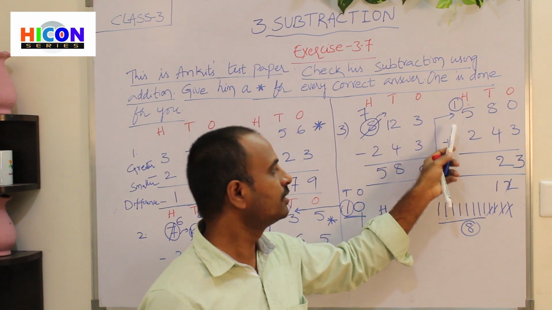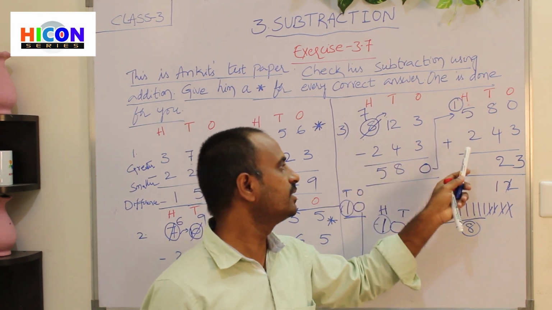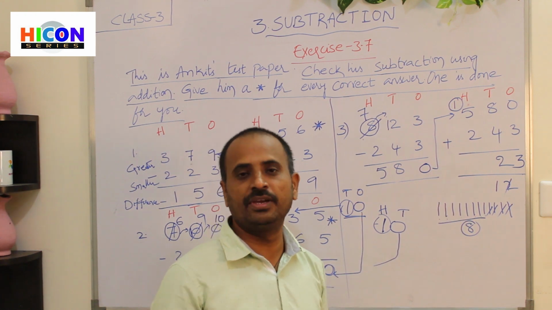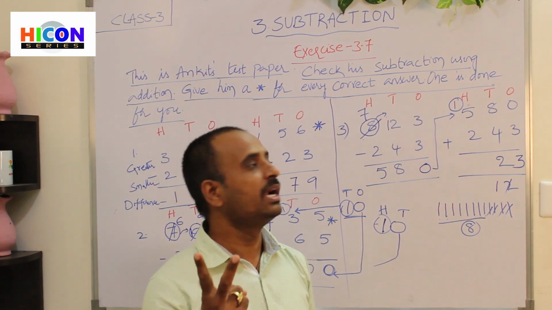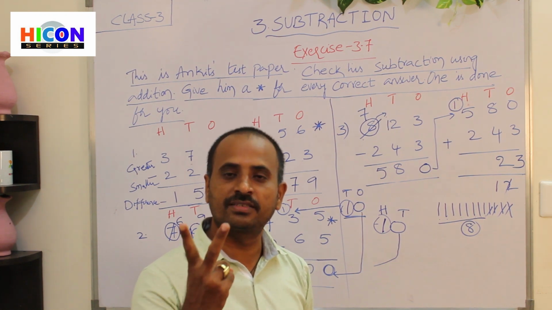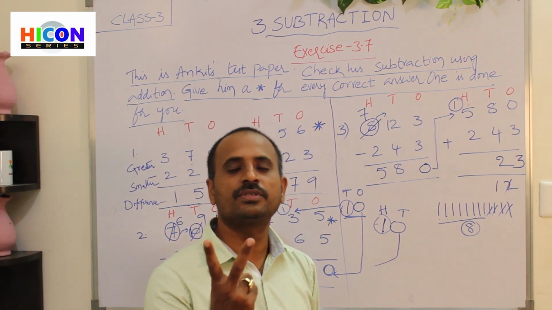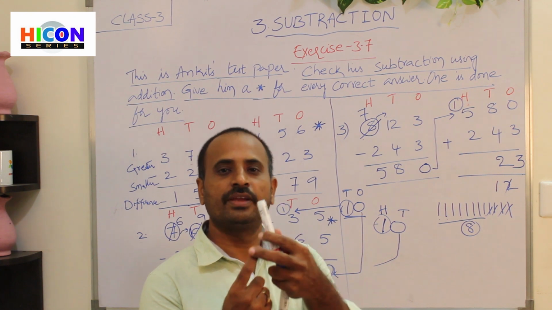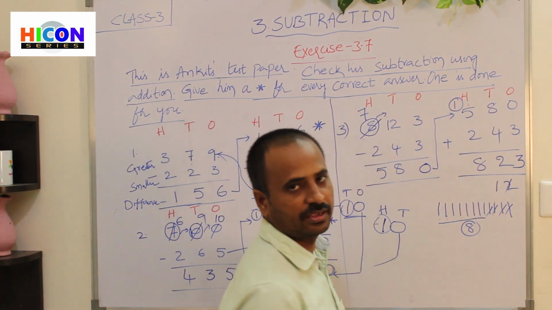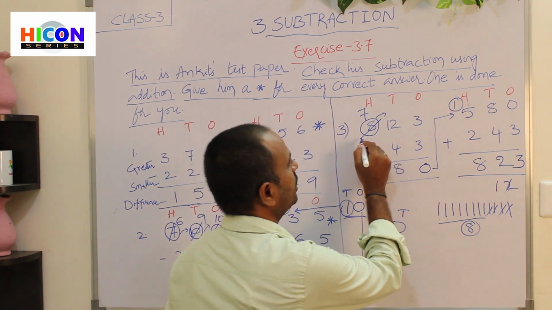Now add 6 to the 2. So what is the third number here? 2. Open 2 fingers of your hand. 1, 2. And what is the sum? 6. So after 6, we will get 7. So start counting from 7. So 7, 8. So the answer is 823.